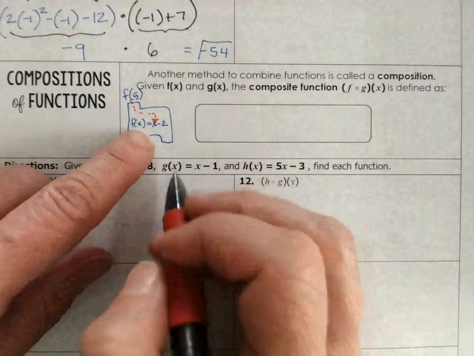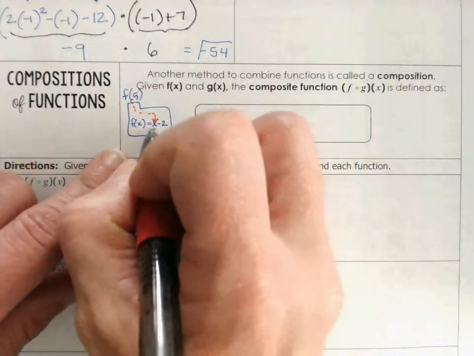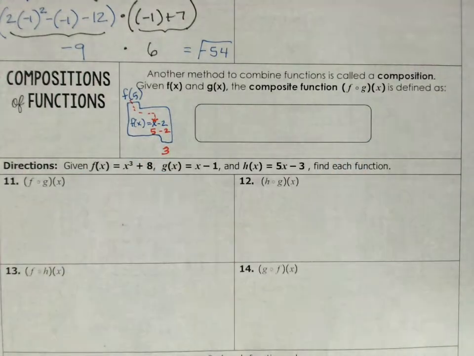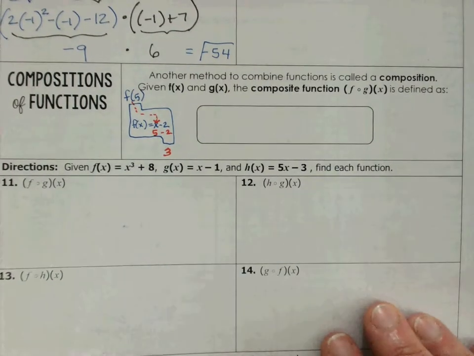What am I going to plug in for x there? 5. 5 minus 2, and it spits out 3, and we're done. That's the function machine, okay? Now, instead of a number being put in place of x, I'm going to put a function in place of x. That's crazy. It's not hard. It's different, but it's kind of fun, okay?